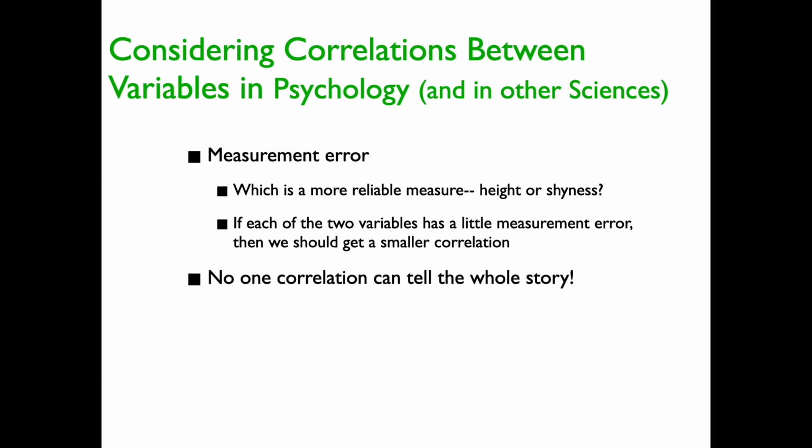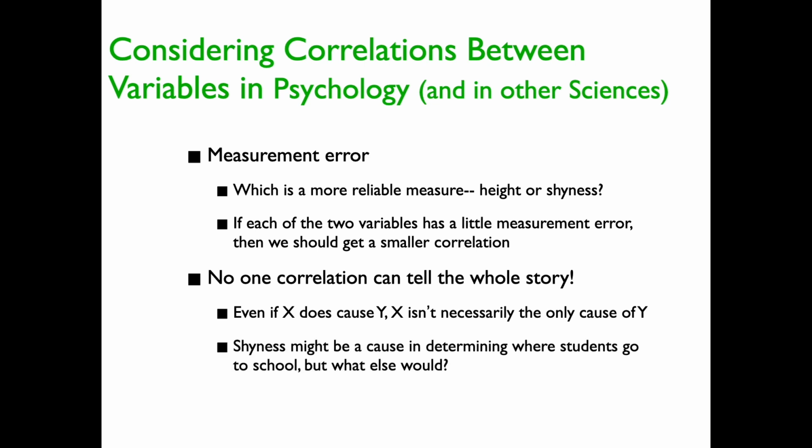Another reason why we might not get a correlation much greater than 0.4 is that no one correlation can really tell the whole story. That is, even if X is causing Y, it could be that X isn't the only cause of Y. It could be other things that also cause Y. So for instance, shyness might be the cause of why people go off to university where they go, but there's other reasons why they pick it. It could be because of money. It could be because they've got a sick relative. So there's lots of reasons why people go off to uni.